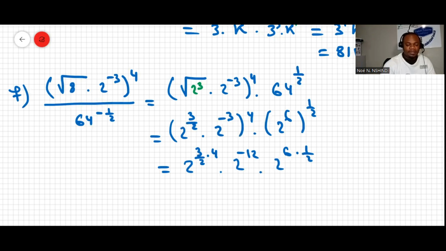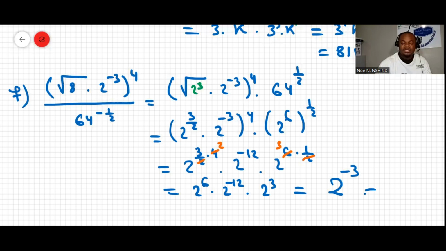Now we can simplify 2 with that, which makes 2. This with that makes 3. And then that makes 2 to the power of 6 multiplied by 2 to the power of negative 12 times 2 to the 3. And then we add the exponents. Okay, that makes that, and then this is equal to 1 over 2 to the 3, which is equal to 1 over 8. Okay, thank you.